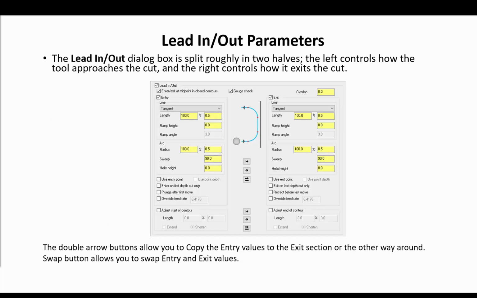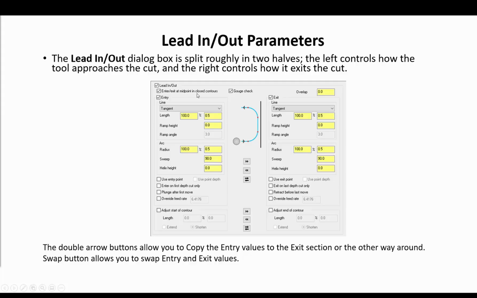The LeadInOut dialog box is split roughly in two halves. The left controls how the tool approaches the cut, and the right controls how it exits the cut. The double arrow buttons allow you to copy the entry values to the exit values or the other way around, and the swap button allows you to swap entry and exit values.